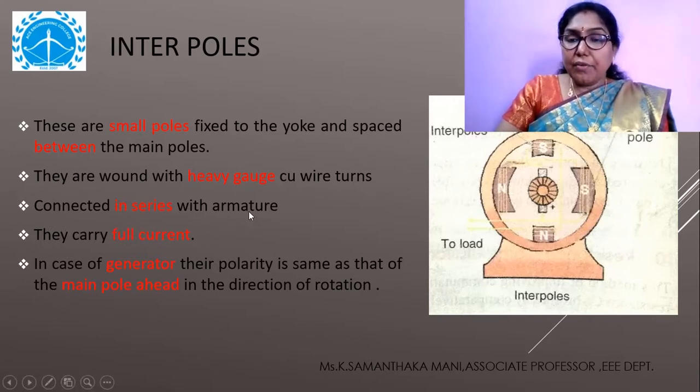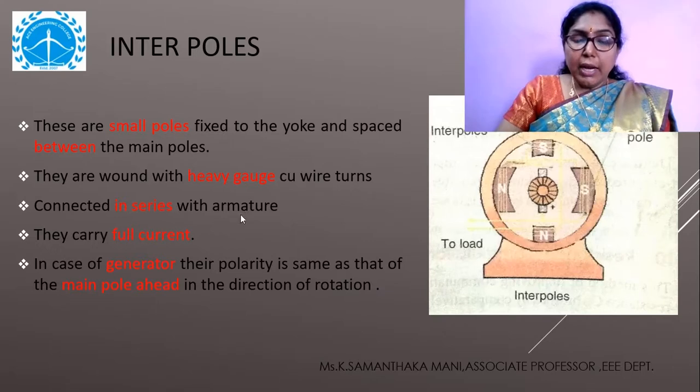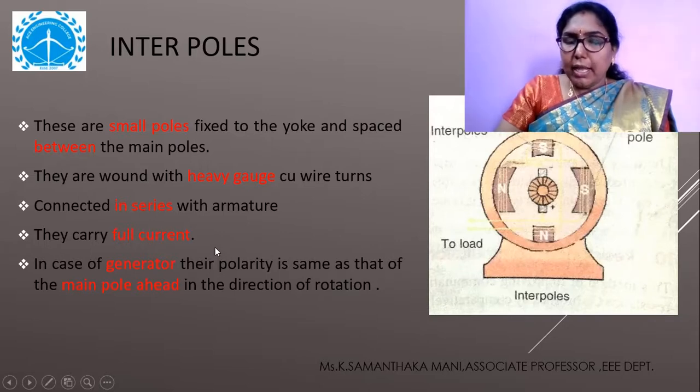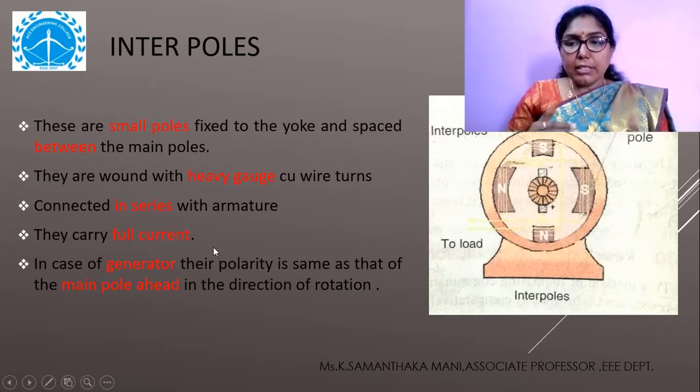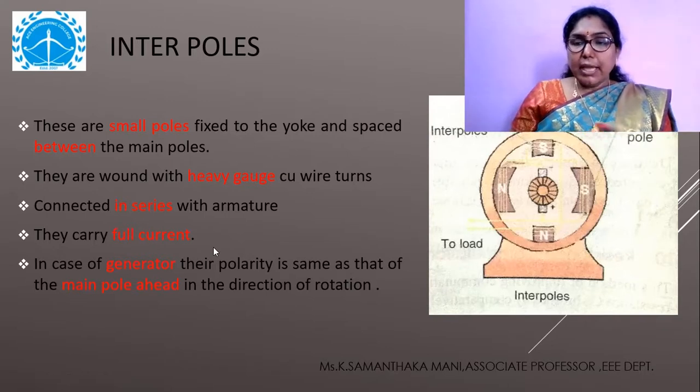Here we need to understand one point: whatever current is flowing in the armature winding, the same current will flow through the interpole winding. So the same current flows through both the armature and the interpole winding, and they carry full current. If I am loading the armature to half load, the same current flows through the interpole winding. Similarly, as I increase the load on the armature, the same current flows through the interpole winding. That is why it is made with a heavy gauge winding.